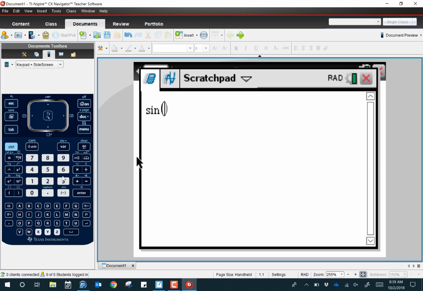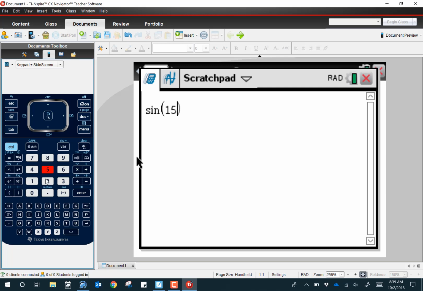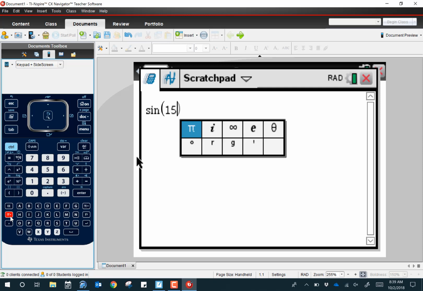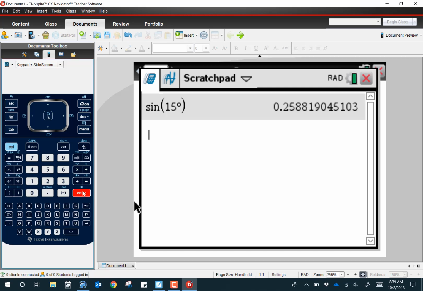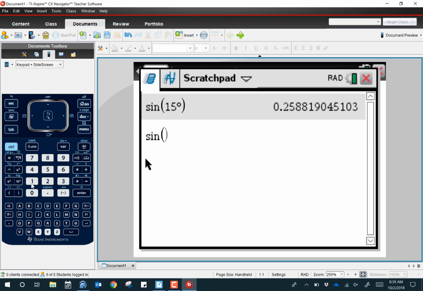Let's just say I want the sine of 15 degrees. If I write that in right there, that's actually the sine of 15 radians, right? Because I'm in radians. If I want actually 15 degrees, you don't have to go in and change everything to degrees. You can go down to this pi button and you have a degree symbol, and you can force it, and that overrides the fact that it's in radians.